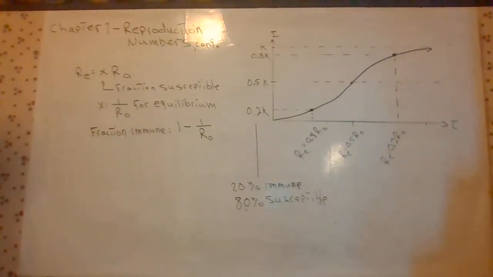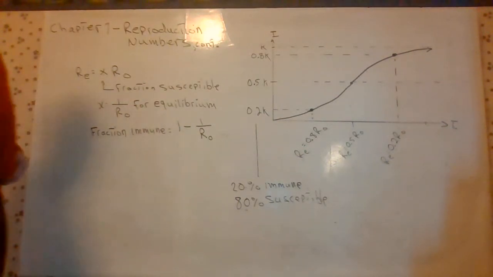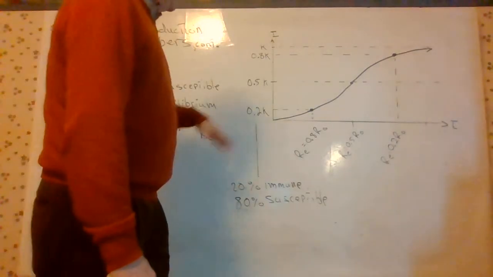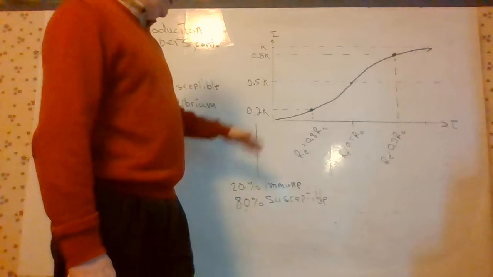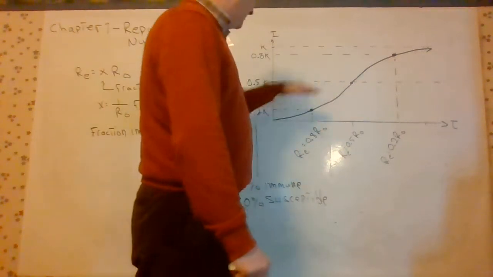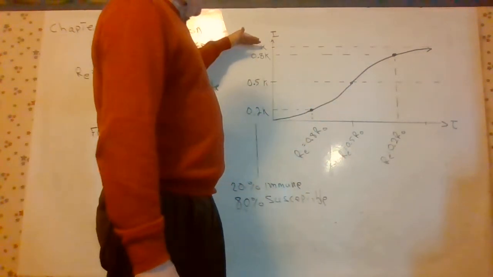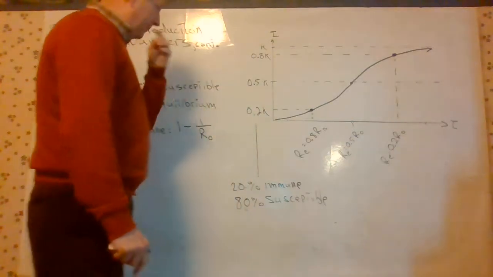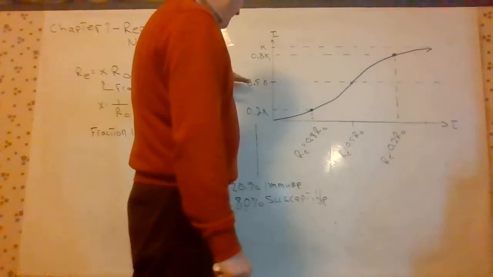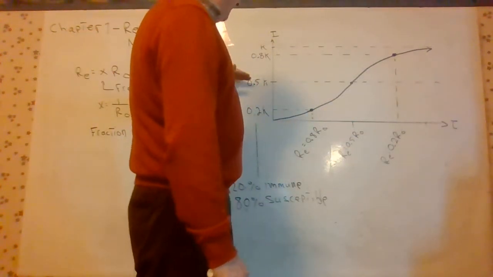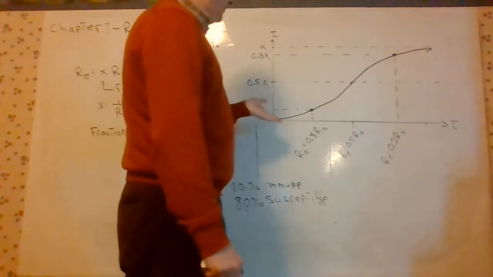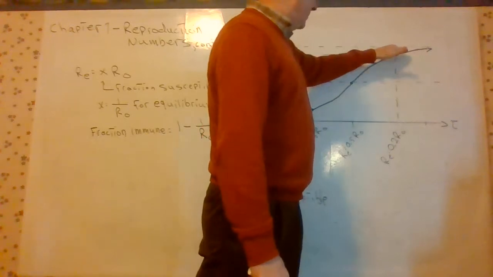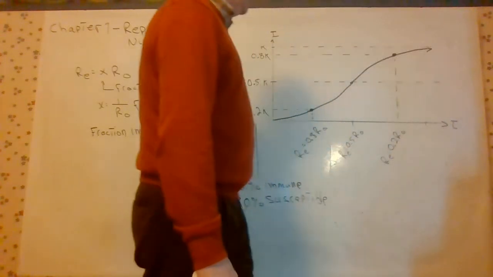Chapter 7, reproduction numbers continued. Let's suppose we have an infection curve here. We start off down here with very low immunity, and of course time goes on. We reach, in this case, K, the total susceptible population. Somewhere in the middle we reach half infection, and we assume half immunity. And then up here we're pretty close to full infection.